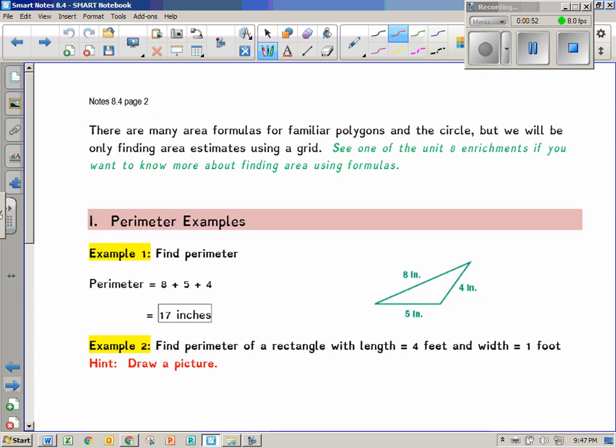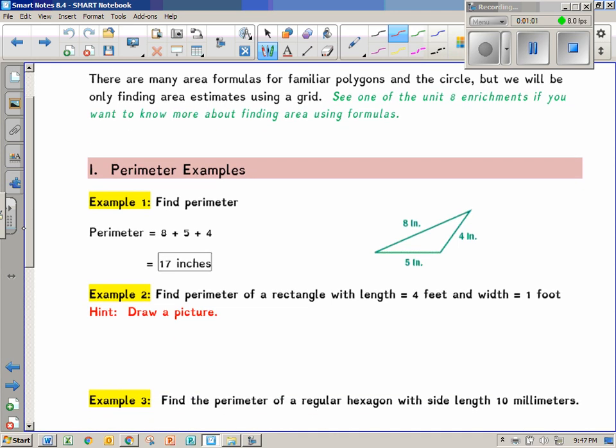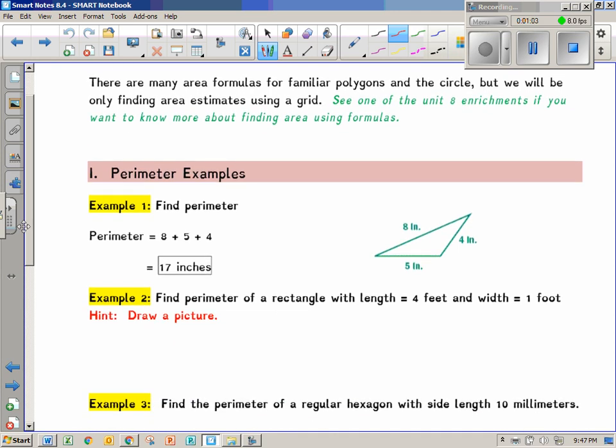Okay, so you're back with me now, and we're taking a look at some of these ideas. I did want to point out this statement I have at the top. It says we're not using the formulas for area in 6th grade, but there are many, and one of the enrichments I'll have available will be for those of you that are interested in investigating area with formulas.